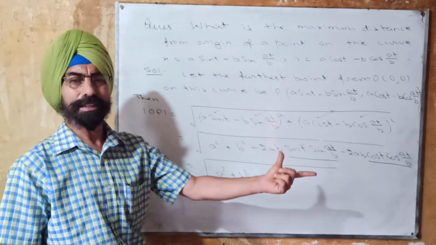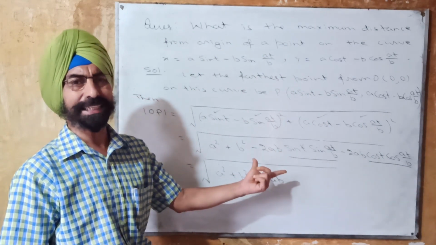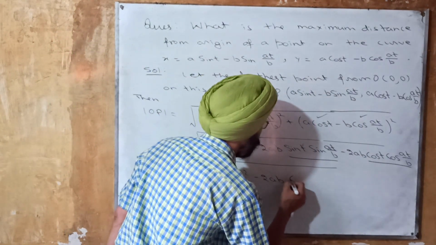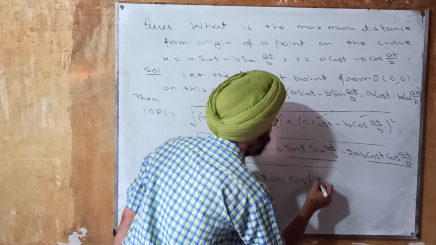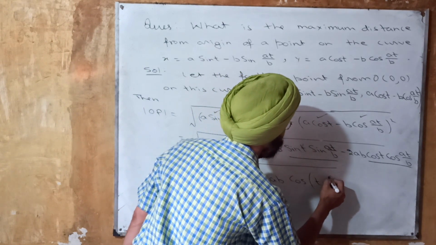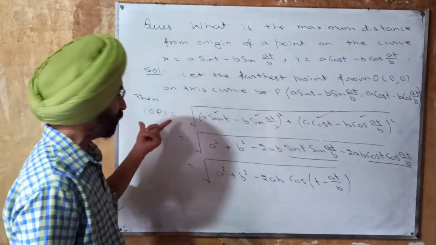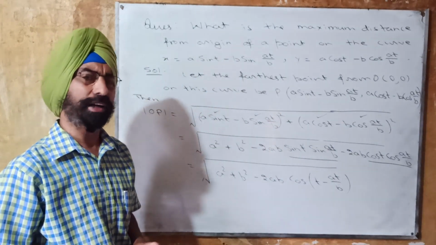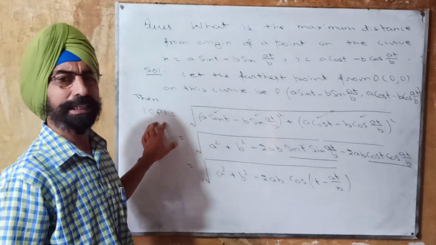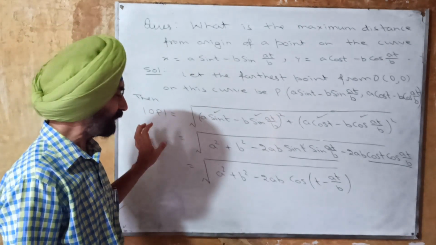So cos x cos y plus sin x sin y means cos of x minus y. So you can write cos of t minus a upon b. This is the distance OP, and we want this distance to be maximum.